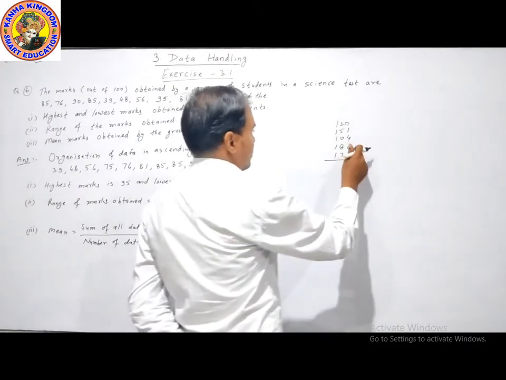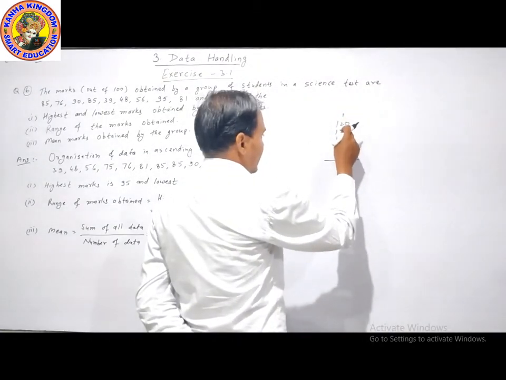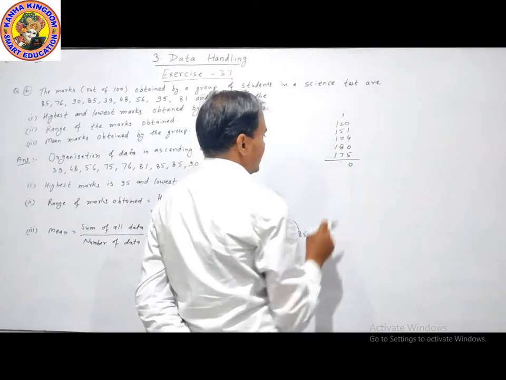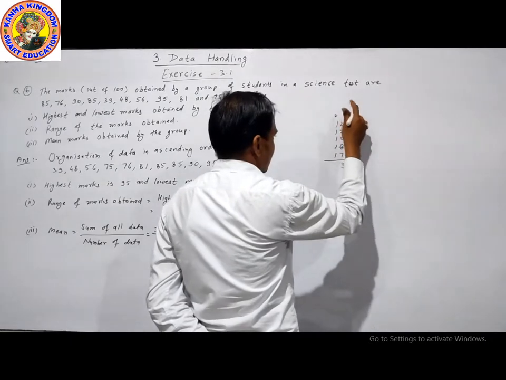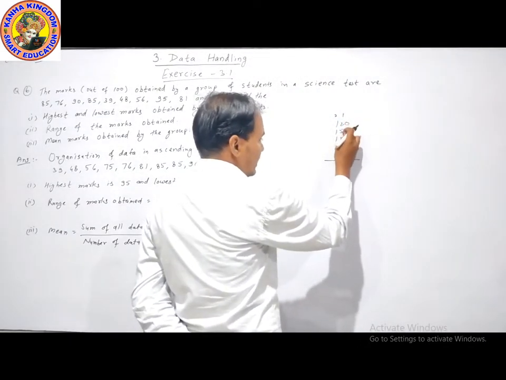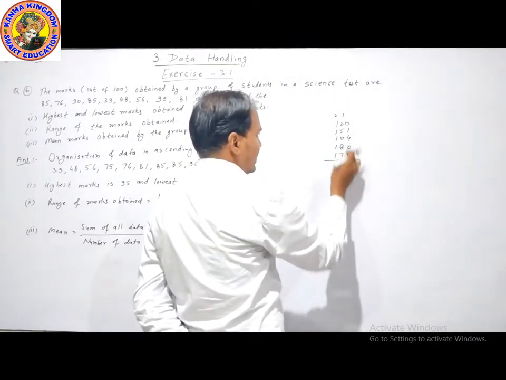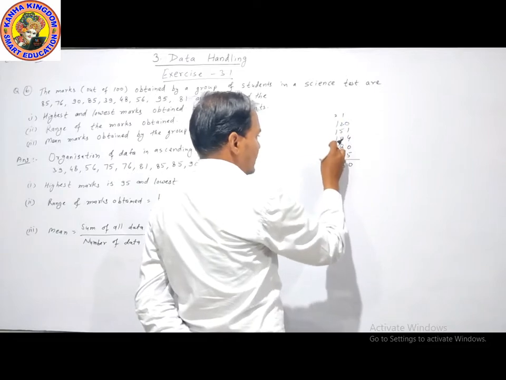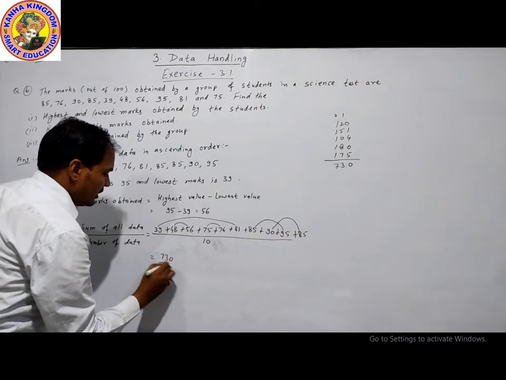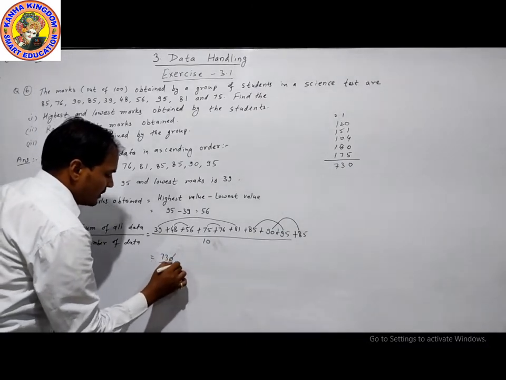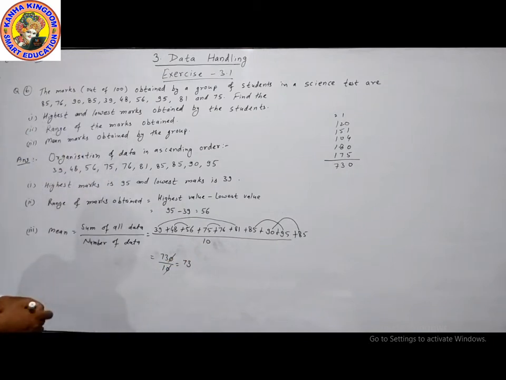Now adding these: 5, 10, 1, 3, 8. 1, 3 plus 5, 8 plus 8, 16 plus 7, 23. So the total is 730. 730 divided by 10, 10 and 10 will be cut. The answer is 73. The mean is 73.